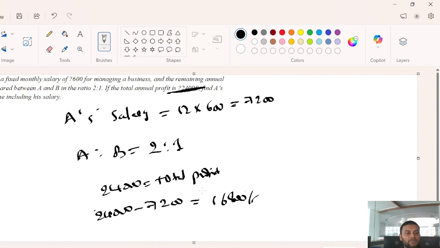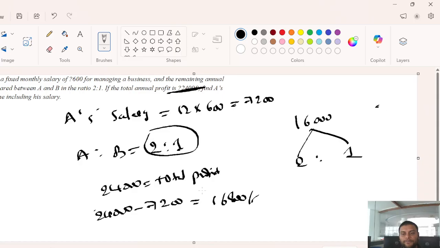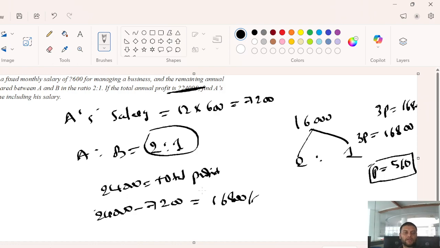In this, they have to share it in the 2:1 ratio. So clearly, 16,800 has to be distributed in the ratio 2:1. So we can say 2 plus 1 is 3. 3 parts is equal to 16,800. That is for 3 parts. So one part will be equal to 3 fives are 15, 3 sixes are 18, and we can find the value of A and B here. It is 5,600.